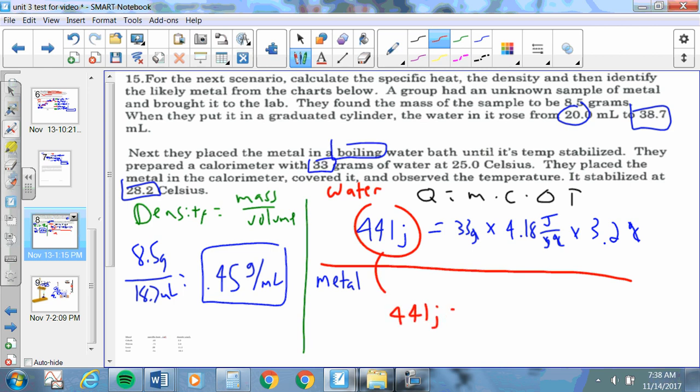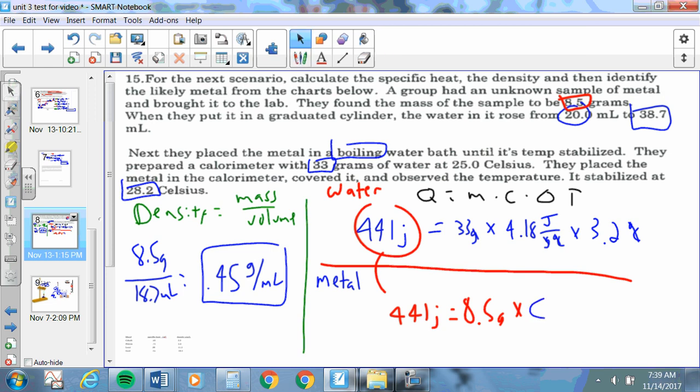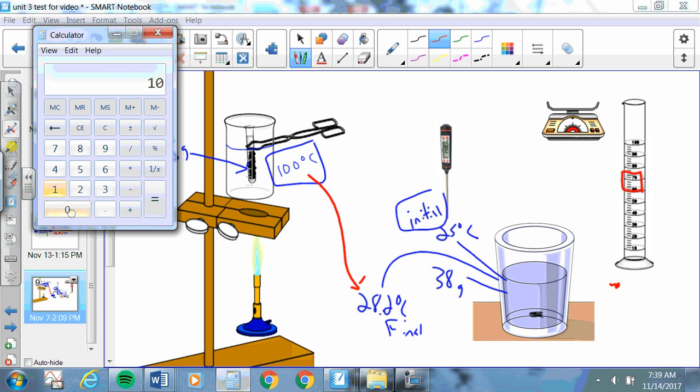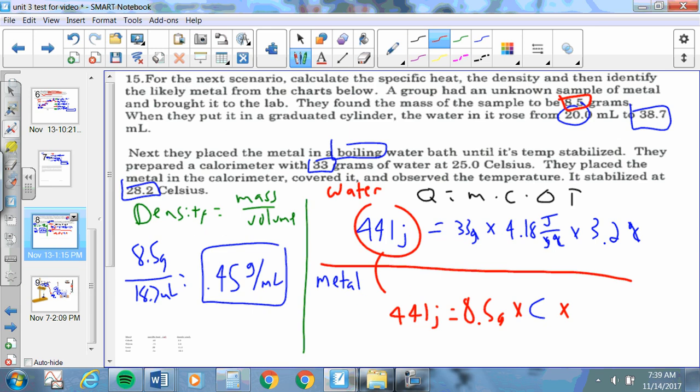441 joules from the metal. How much metal? 8.5 grams. I'm going to set it up just like the Q equals MC delta T formula. What's the specific heat? That's what I'm trying to figure out. What was the change in temp? The most often missed thing of the metal. The metal started at 100, ended up at 28.2, because that's where it stabilized. 100 minus 28.2 equals 71.8. And I'll put 71.8 degrees Celsius.